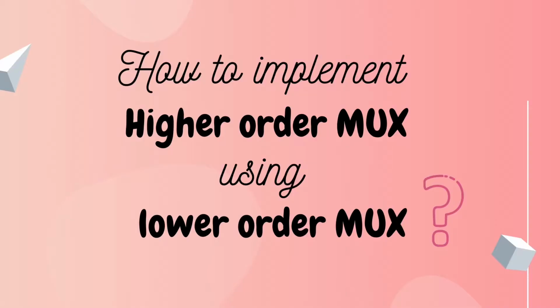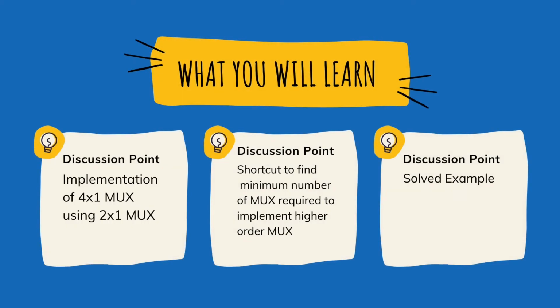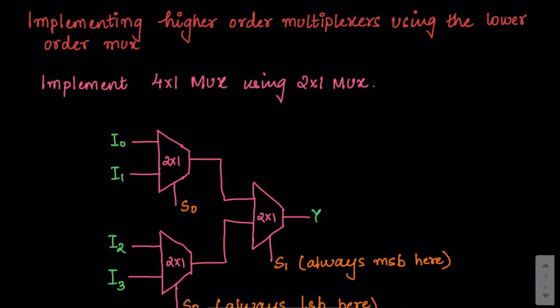This is the second part on multiplexers, and in this part we will discuss how to implement higher order mux using the lower order. Watch it till the end because I have shortcuts for you that can quickly help you to find out how many minimum number of multiplexers you will require to implement any higher order mux. Beginning with this, let us start with a very basic example: how many 2 cross 1 mux would you require to implement a 4 cross 1 mux.